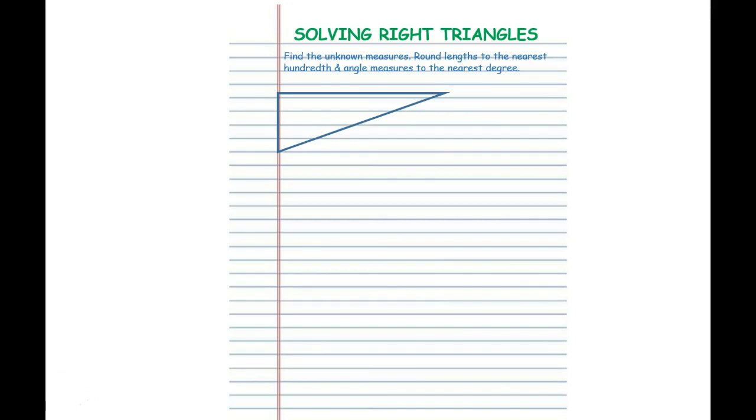This is page 84, solving right triangles. Find the unknown measures. You're going to round lengths to the nearest hundredth, and I want you to round angle measures to the nearest degree. This is triangle DEF, sorry. Angle F is 58 degrees, and ED will be 14. And we're going to find every unknown measure.